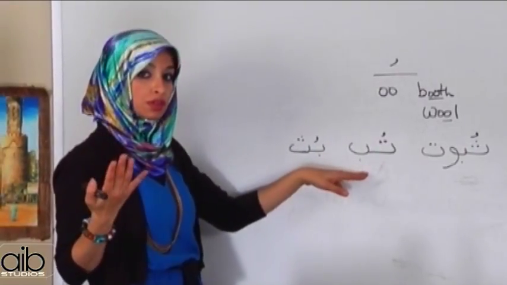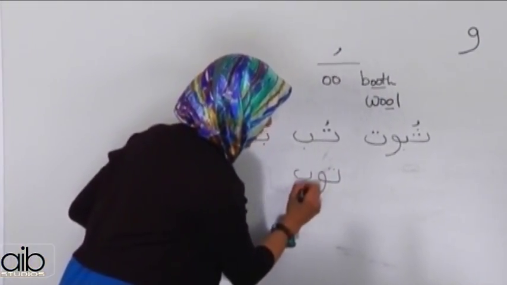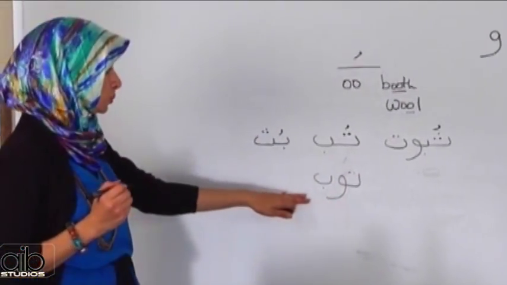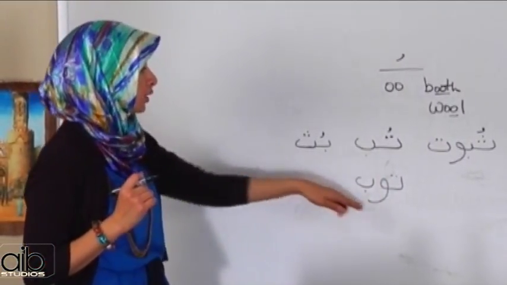It's tub. Okay, if I had ta waw ba, it would be tube. Okay, so that's a much longer sounding of the oo sound.